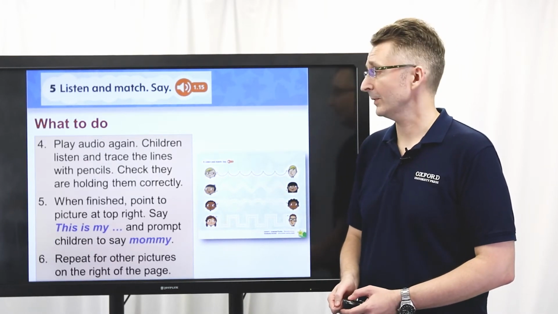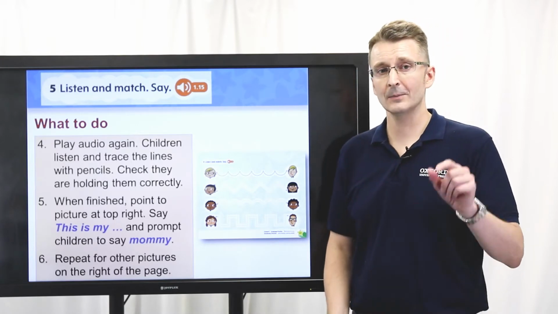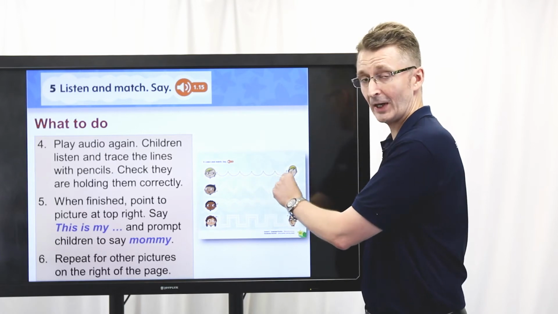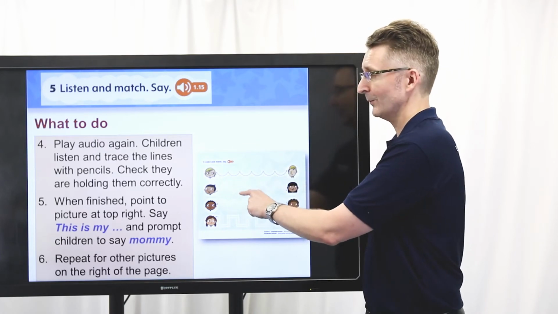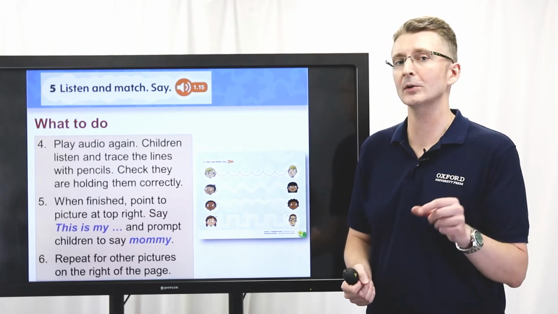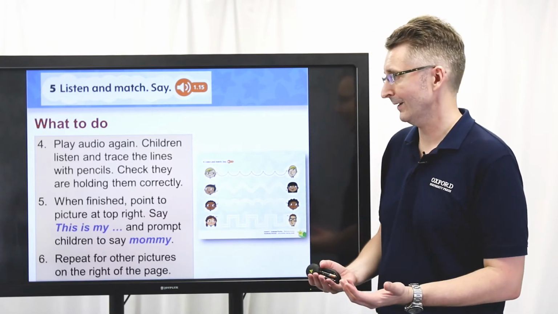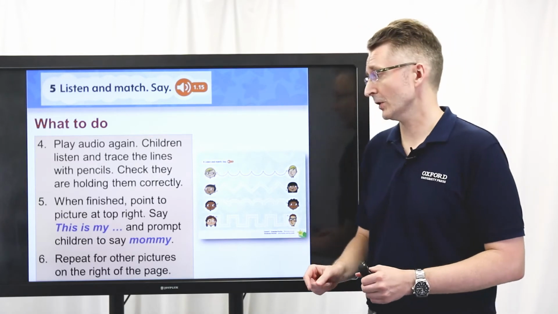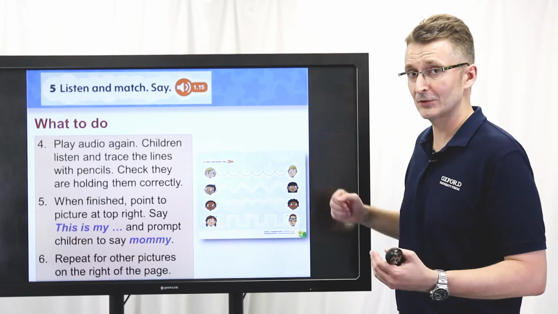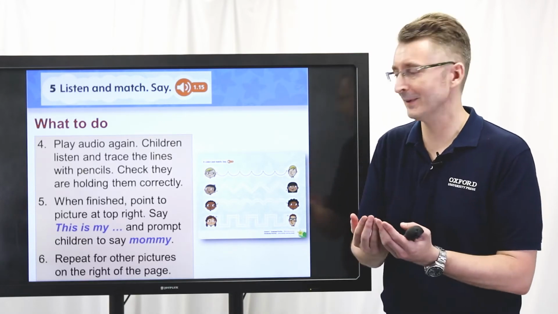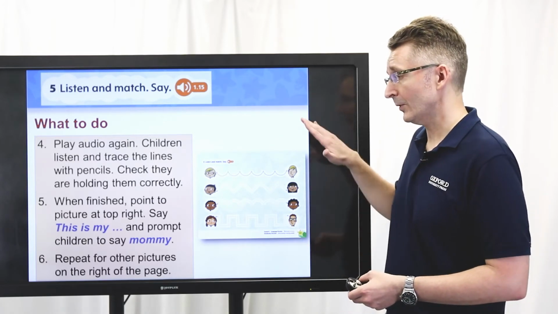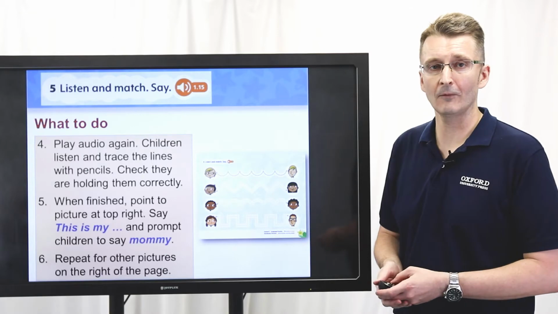Then step 4. Play the audio again. Now this time children listen, but they trace the lines with their pencils. So they've practiced with their fingers first, so they'll get it right with their pencils. And the teacher at this stage walks around and checks everyone is holding their pen or pencil correctly. When you've finished, the teacher can point to the picture at the top right and say, "This is my," and students will supply that word, "mommy." "This is my sister," and so on. Okay, and you repeat that till you get to the bottom of the page.